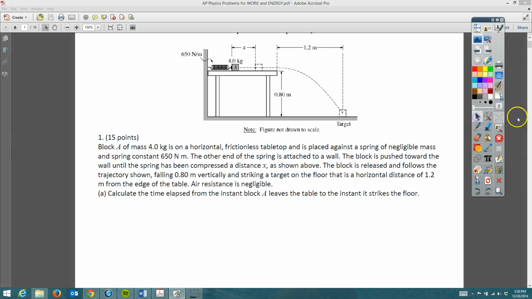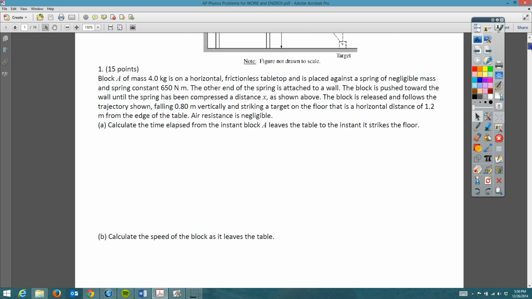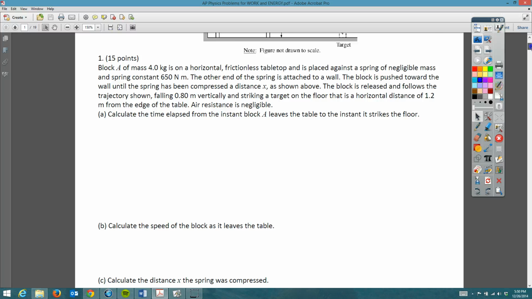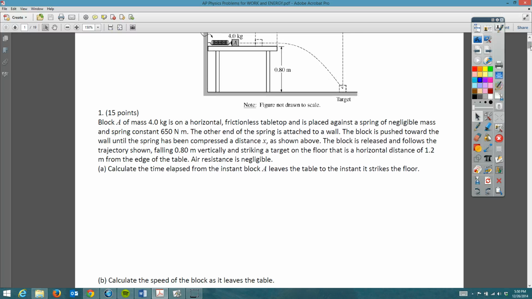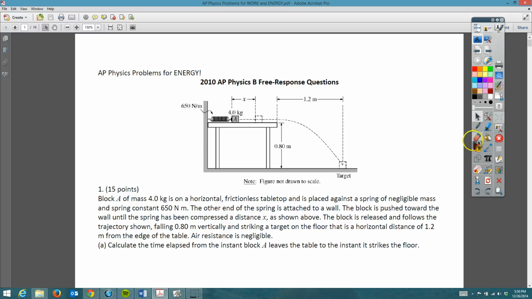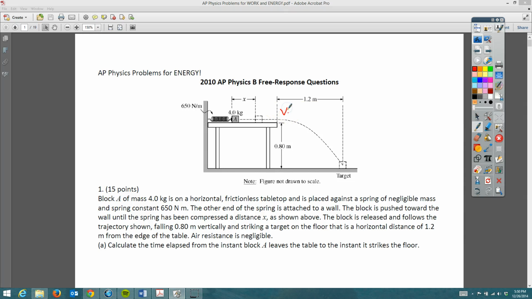For part B, it wants you to calculate the speed of the block as it leaves the table. So what is the speed of the block as it leaves the table? We know the amount of time it takes to fall. Remember, the speed Vx here is the same as the speed in the x here. We know that it traveled for approximately 0.4 seconds, and it did that for a distance in the x equal to 1.2 meters.